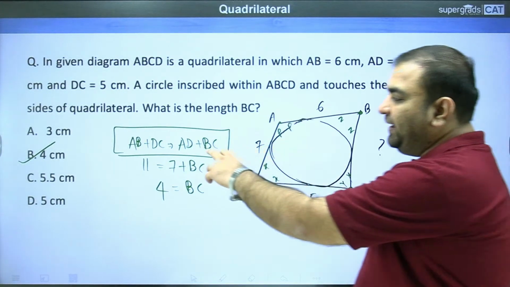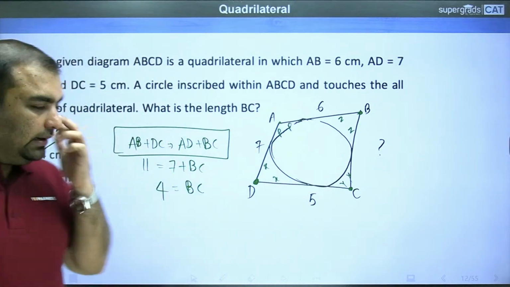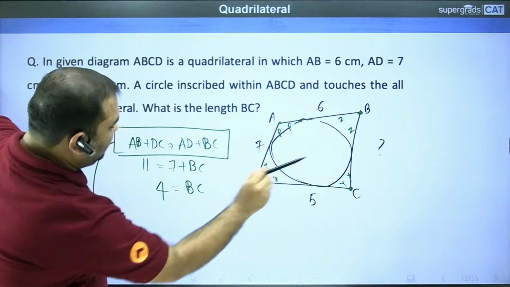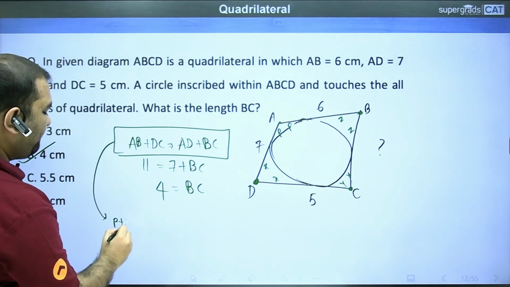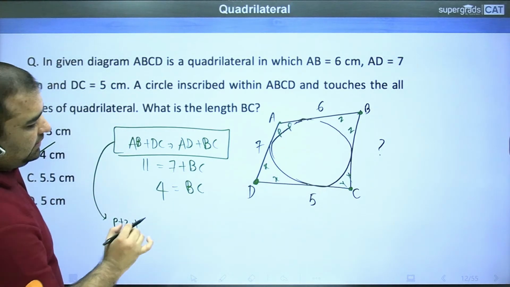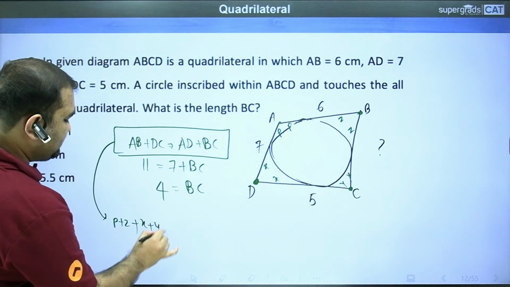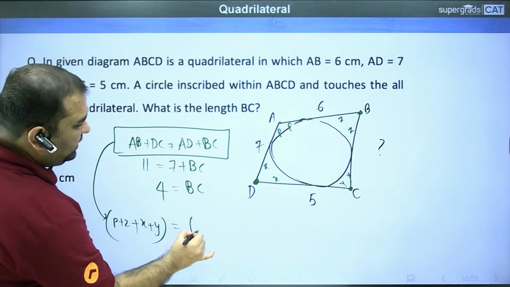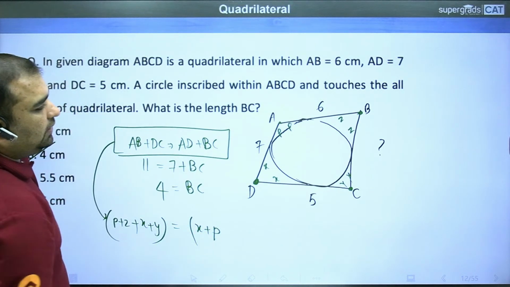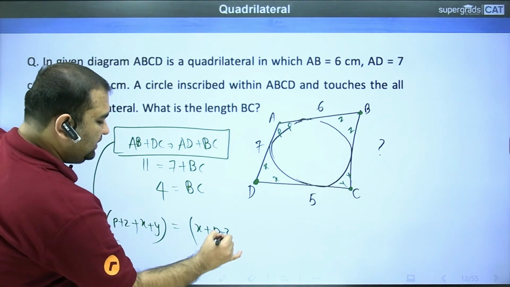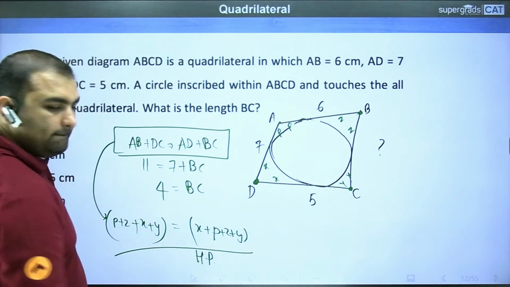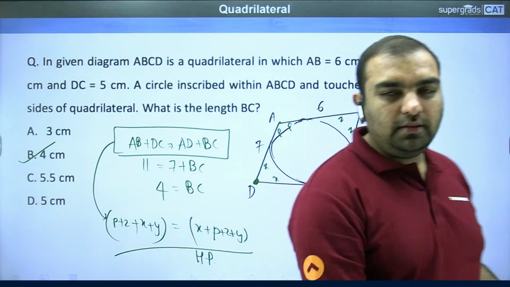तो जो मैंने कंडीशन लिखी है, let's try to prove it. What is AB? p plus z. What is DC? x plus y. चारों के चारों आ गए. What is AD? x plus p. And what is BC? z plus y. चारों यहां भी आ गए. Hence proved. Cool.